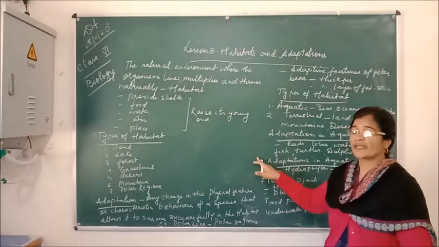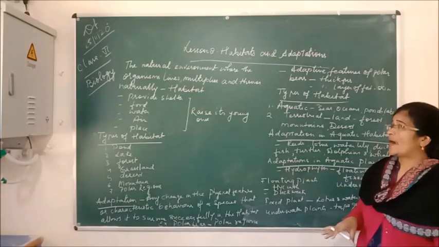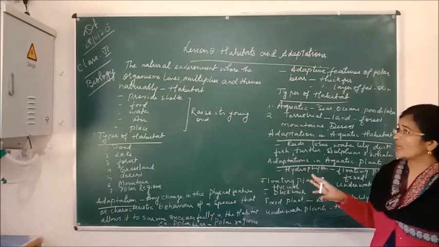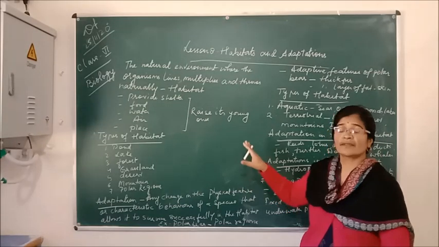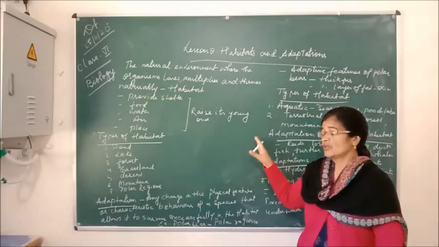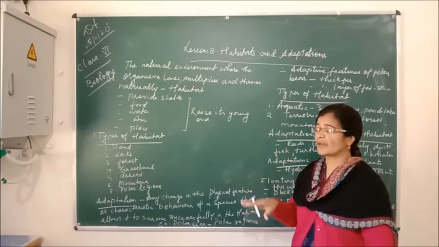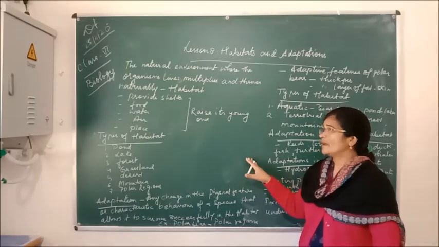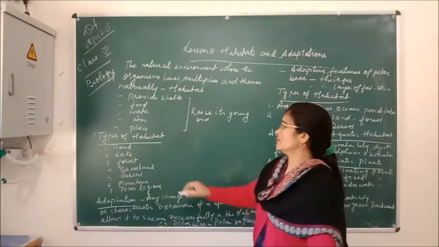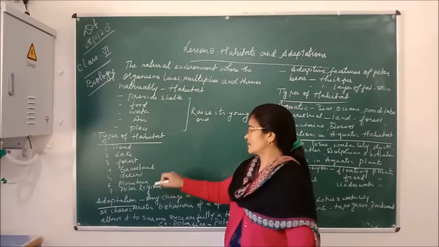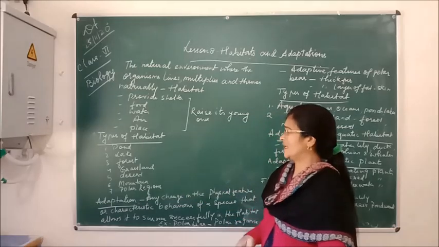Or we can say it is a place where the living organism lives in a particular area, and this habitat provides them shelter, food, water, air and a place to live so that they can raise their young ones. So habitat means the place where the animals or plants live in a particular area, and there are different types of habitats, and these are pond, lakes, forests, grassland, desert, mountains, polar regions and many others.